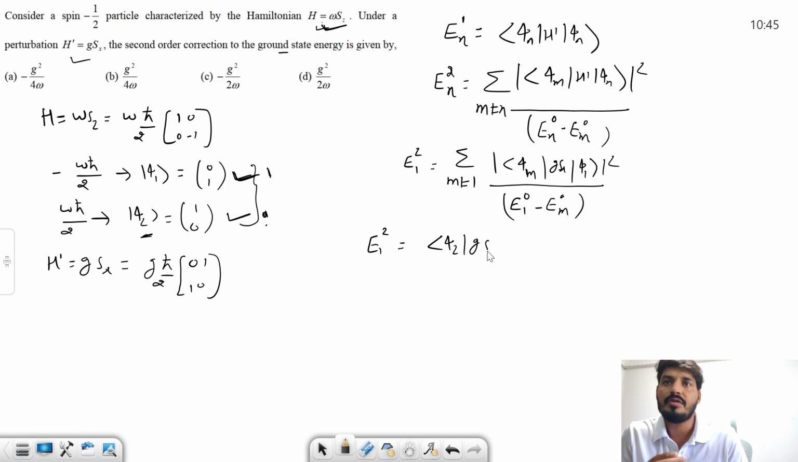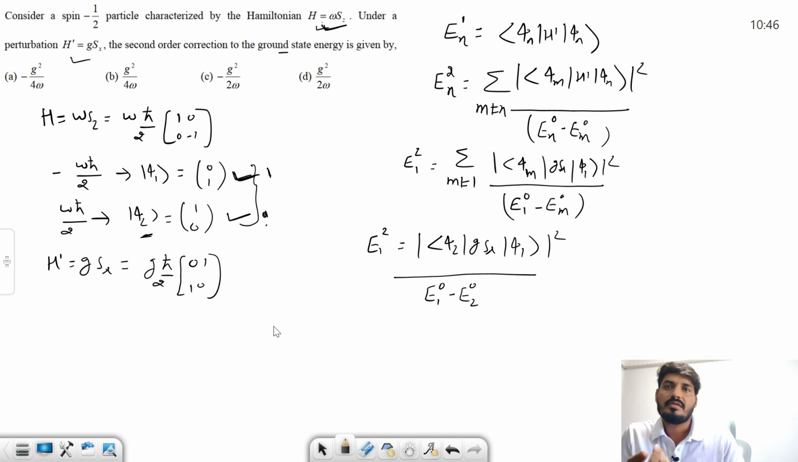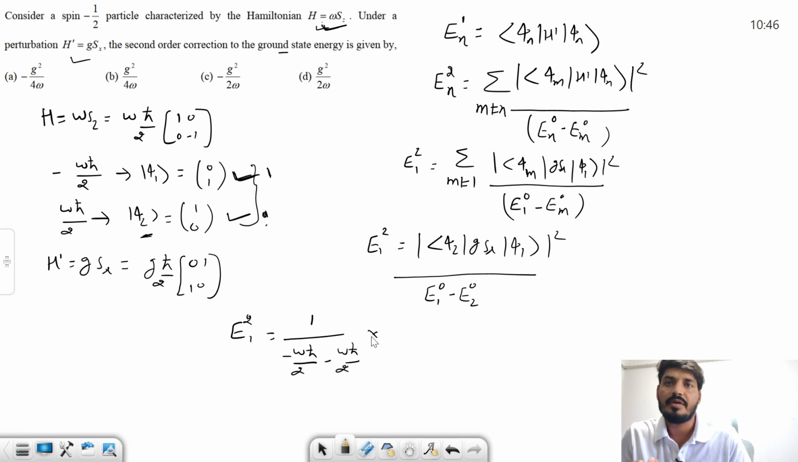So this becomes simply phi 2 gsx phi 1 mod square divided by E10 minus E20. Now you can put all these things. First let me write the energy separately. 1 over E10 is nothing but minus omega h cut by 2 minus omega h cut by 2 into what.